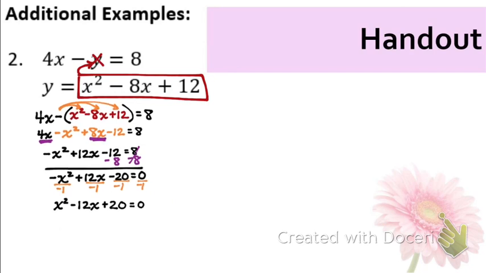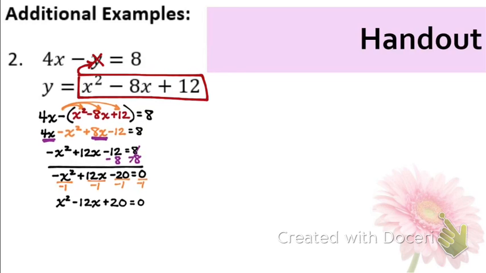Do we have a GCF? No. How many terms do we have? 3 terms. If you have 3 terms and no GCF, we're doing X in a box.